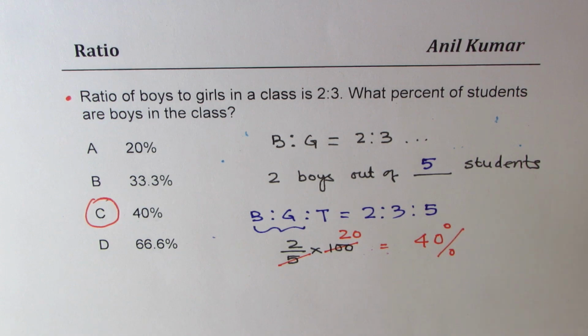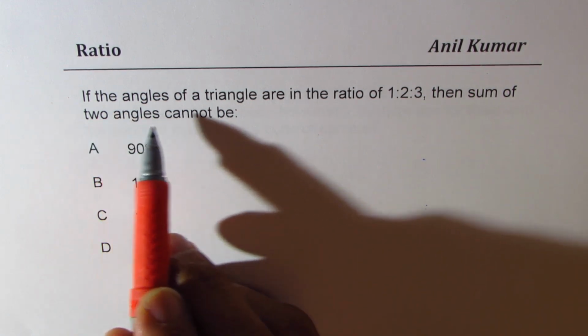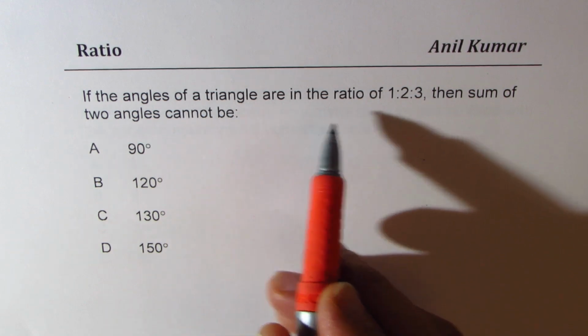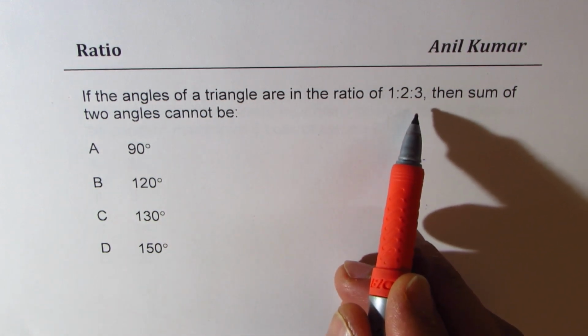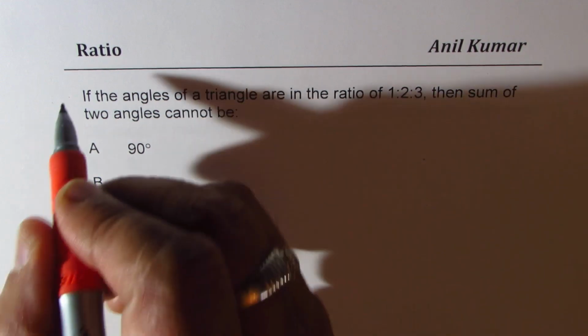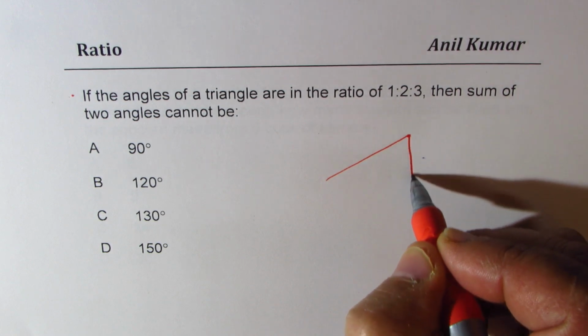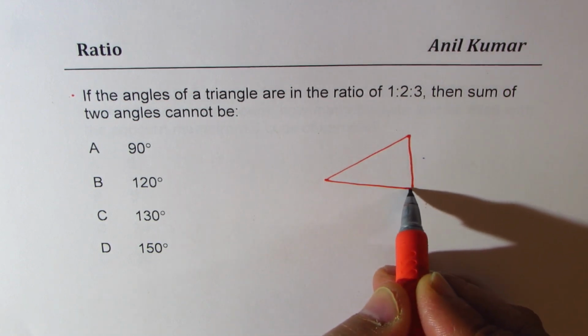Perfect. Okay. Now we'll talk about a geometrical figure, which is a triangle. If the angles of a triangle are in the ratio of 1:2:3, then the sum of 2 angles cannot be what? Okay, let's just sketch a triangle, right? So I'm just sketching a triangle at random.